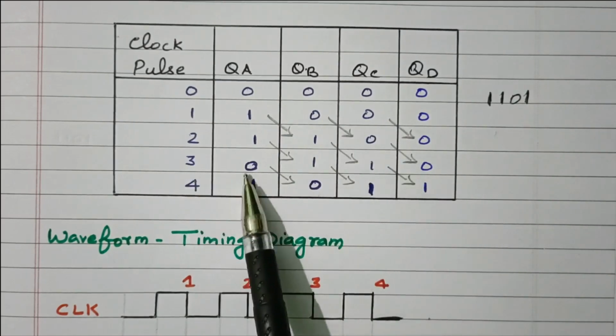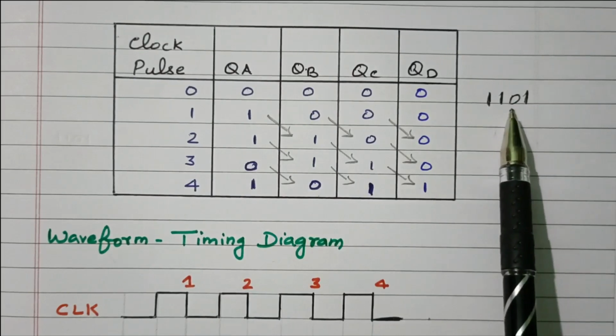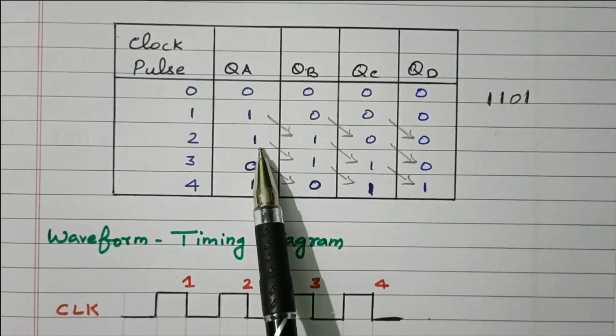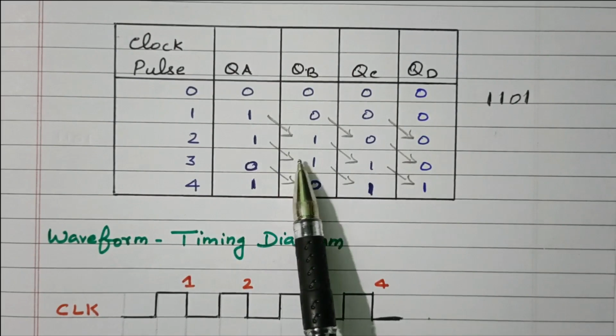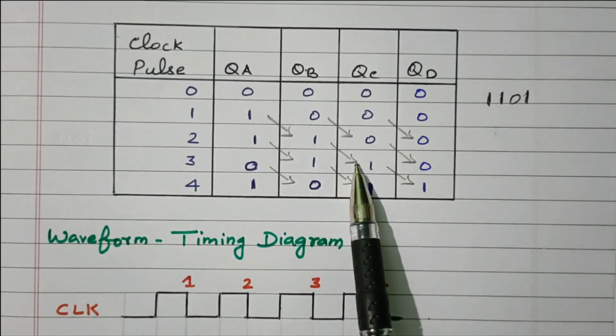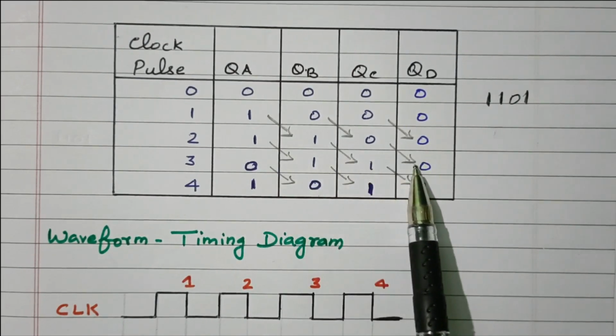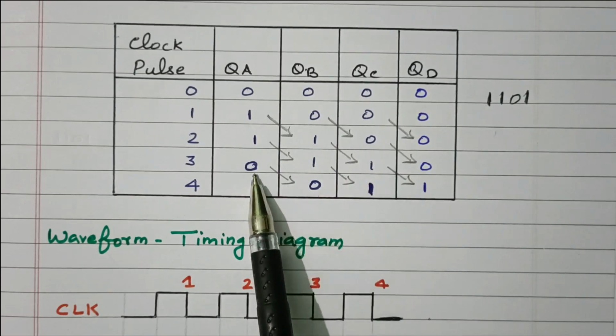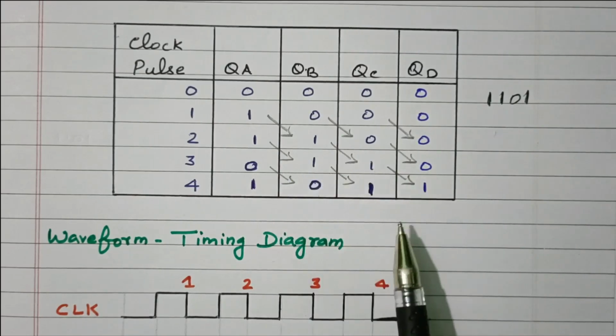After the next clock pulse, we are passing 0 because the third digit is 0. Now what will happen? This 1 will be shifted to the second flip-flop. This 1 is shifted to the third flip-flop. This 0 is shifted to the fourth flip-flop. Now the data becomes 0, 1, 1, 0.